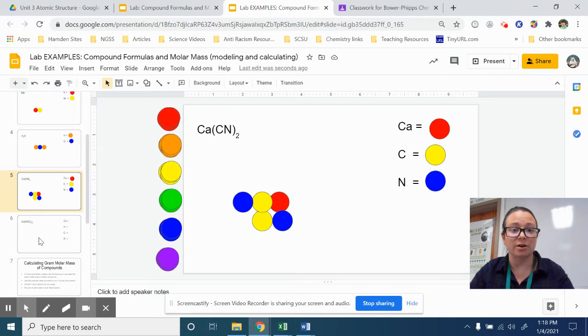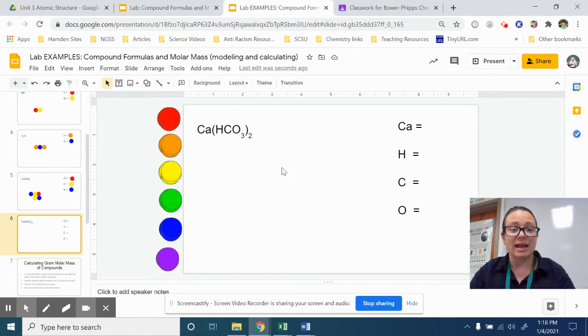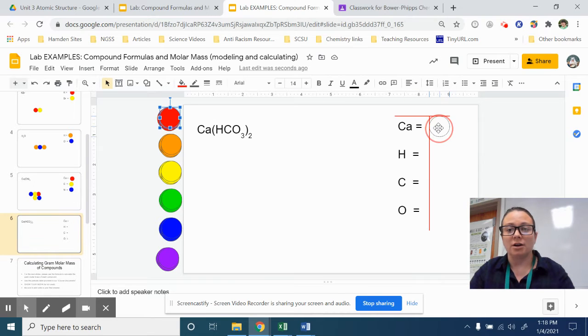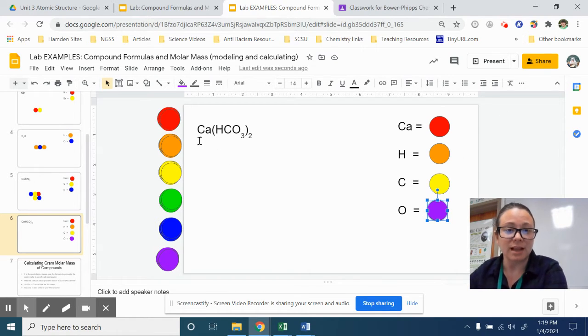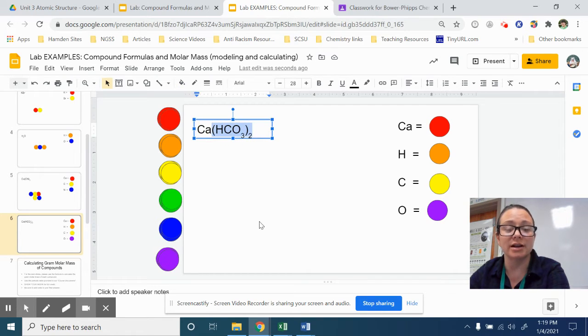Let's try one more, a little bit harder. Now we have CaHCO3, and now inside these parentheses, right, we have 3 different things. It's a little bit harder, and there's a 2 outside. That 2 distributes to all of them. So I'm going to have red be calcium, hydrogen be orange, carbon be yellow, and I haven't used purple yet, so I'm going to use purple for the oxygen, right? Different color for each different element. Now in my formula, I have just 1 Ca. The 2 only goes to the things that are in the parentheses. It doesn't go to the calcium because it's outside.